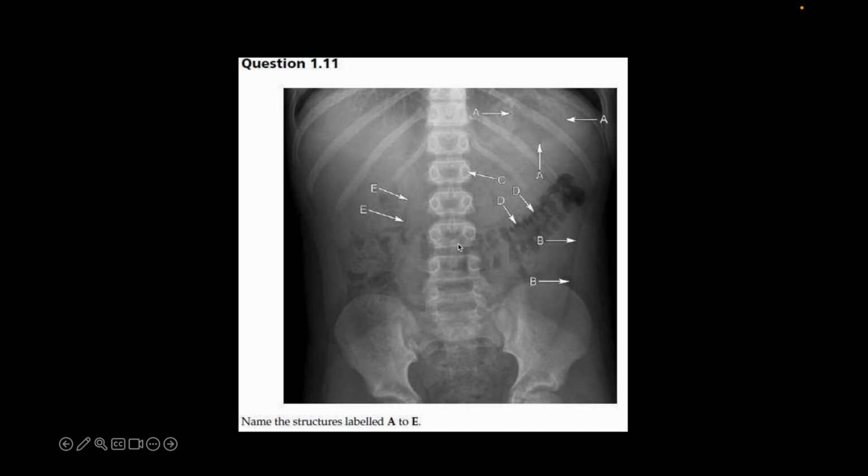D is the transverse colon. You know this is colon because these are haustra and not valvulae conniventes. These don't go across the entire length, and so this is large bowel, and it looks like transverse colon because it's coming across the abdomen. And then E, they're pointing to the shadow of the right psoas major muscle. They do like showing this thing, it's faintly seen, and the psoas comes like here and then attaches to the hip at the lesser trochanter.